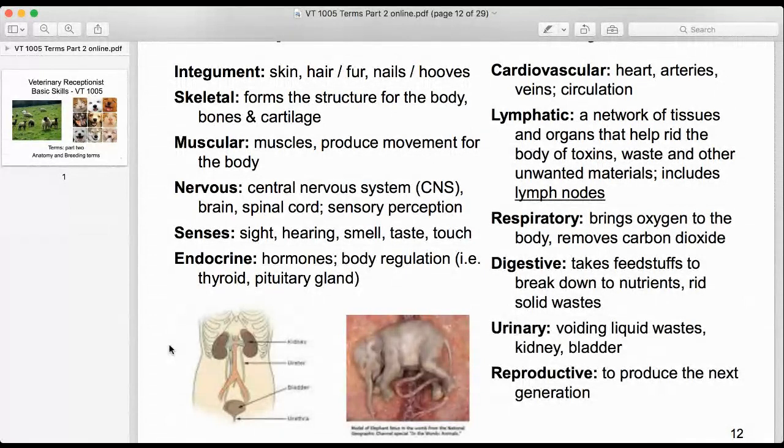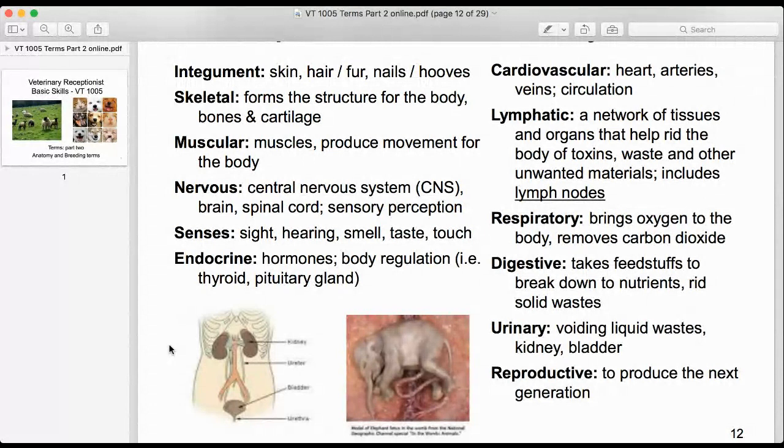Integument, that is our skin, the hair, hoofs, and so forth. Skeletal, of course, is the bones and cartilage. It forms the structure of our body. The muscular system, muscles, they produce the movement. Nervous system, I already mentioned that that's the brain, the spinal cord, all the nerves that pull it together for sensory perception. Senses: sight, hearing, smell, taste, and touch. And the endocrine system, various hormones, the body regulation.